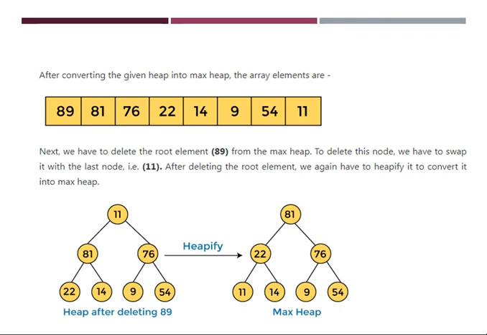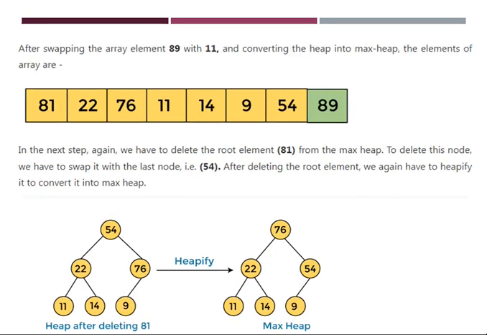Now after deleting the root element, we again have to heapify and convert it into max heap. Again we need to check whether it satisfies the property of heap. If it doesn't satisfy, then we have to perform heapifying. So after heapifying, the elements will be swapped again, and this results in this particular structure that is given to the right side here on the slide.